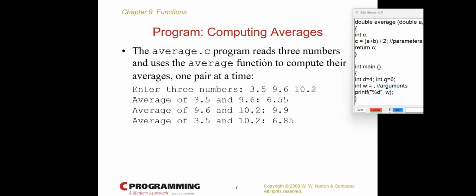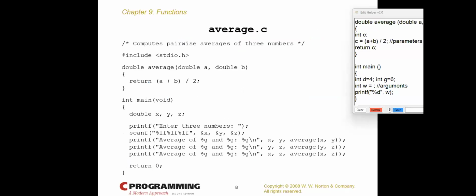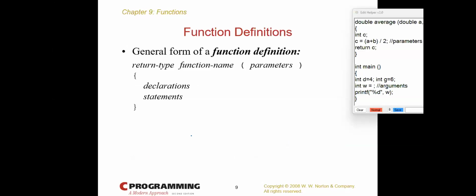The average.c program can read three numbers and uses the average function to compare their average one pair at a time. So this is another average function. This average function accepts three numbers and then it computes their averages. It computes the average of every value passed to it. But observe, we are calling average with the three elements separately in different print functions.